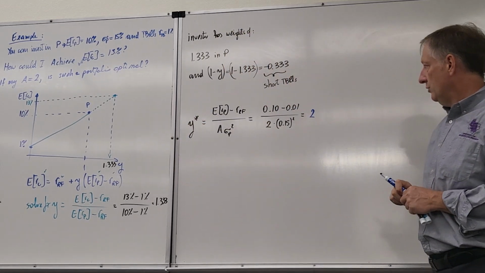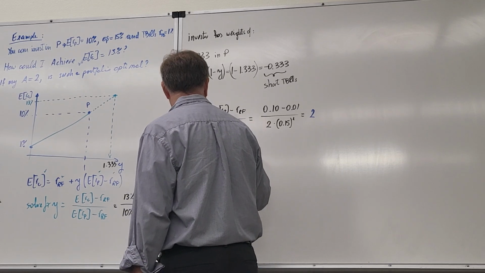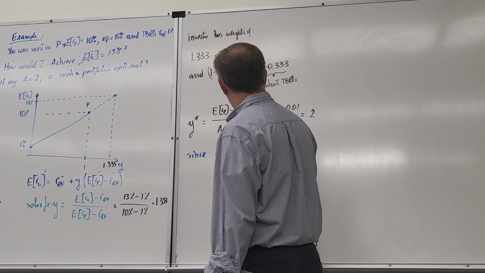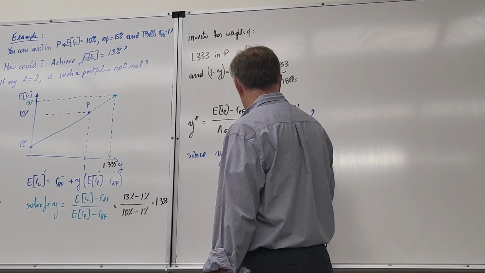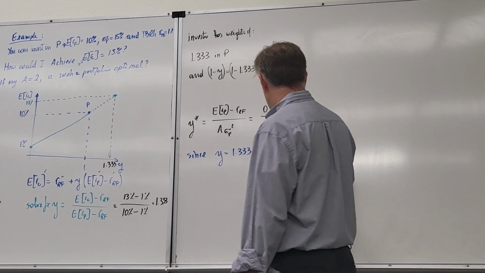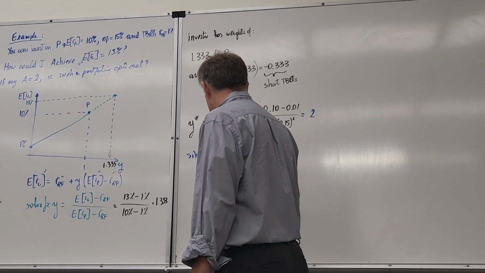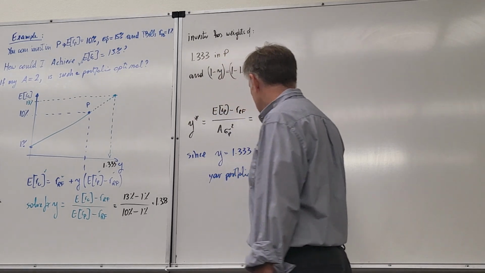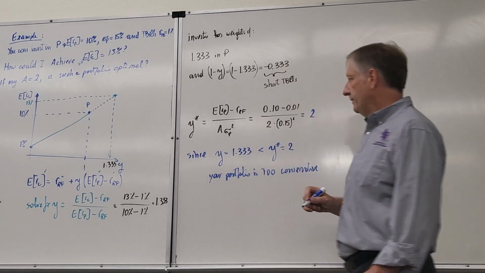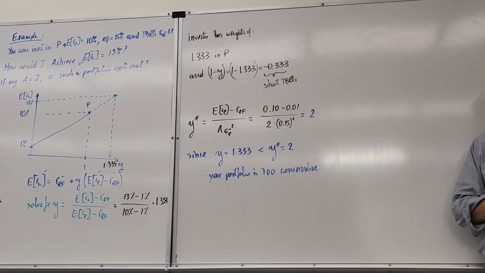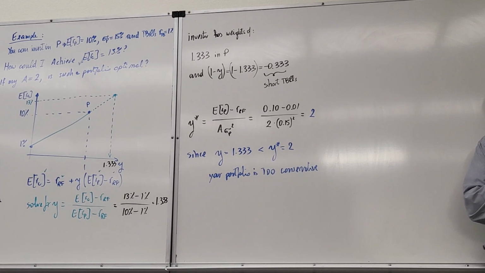Yeah, so what is the conclusion here? Since your weight of 1.3333 is less than your y star, which is 2, this means your portfolio is too conservative. So this investor is willing to take even more risk than that. So it's suboptimal.